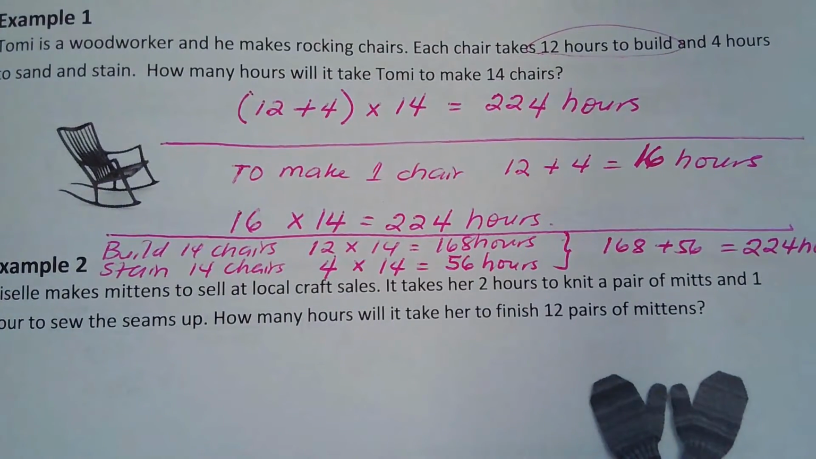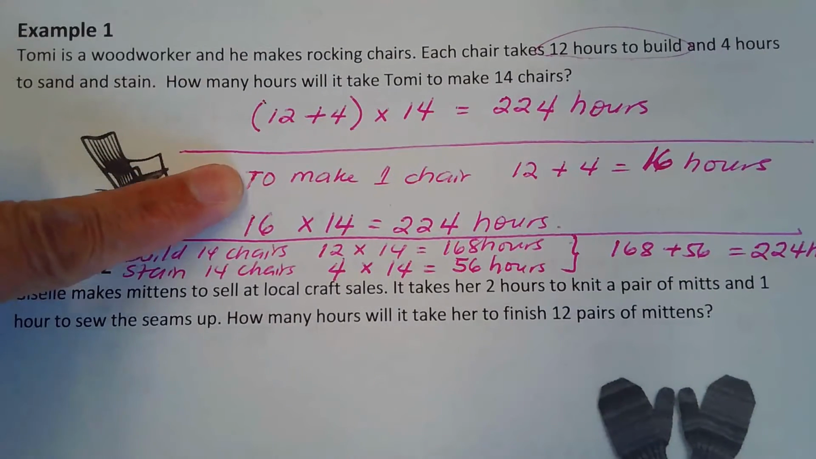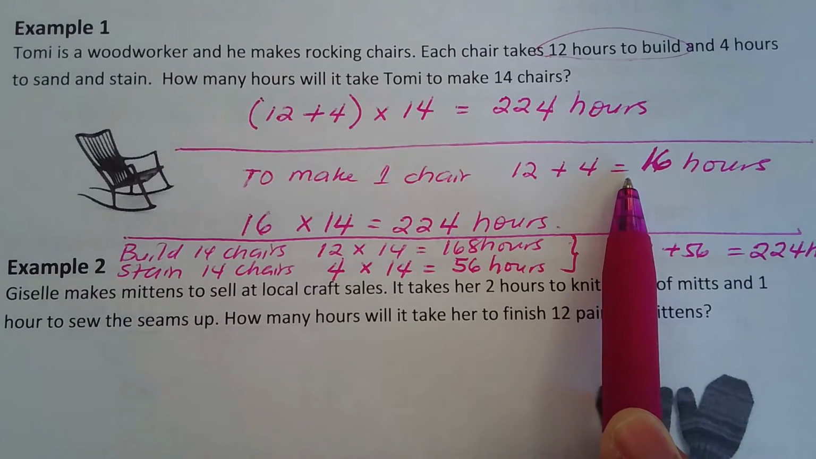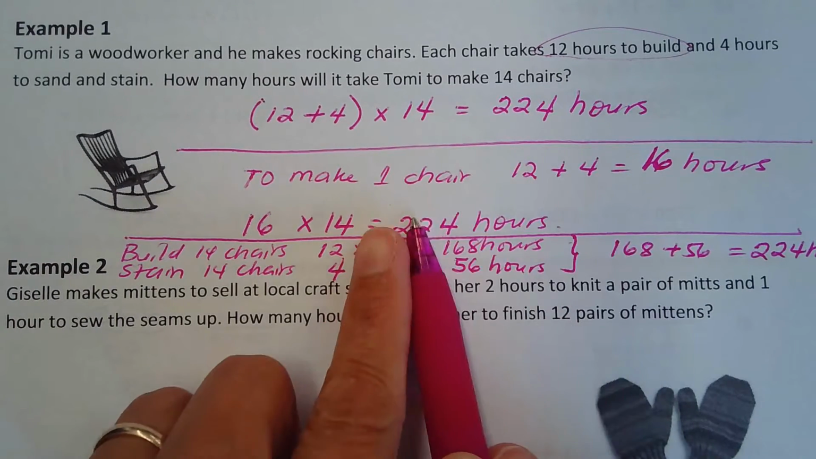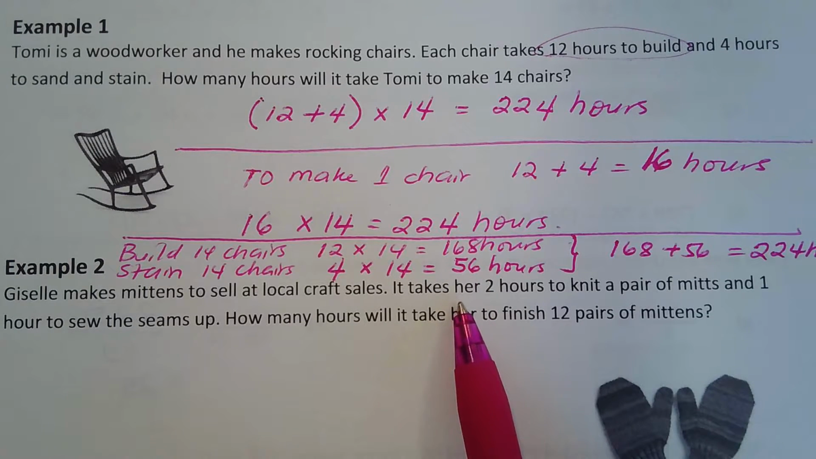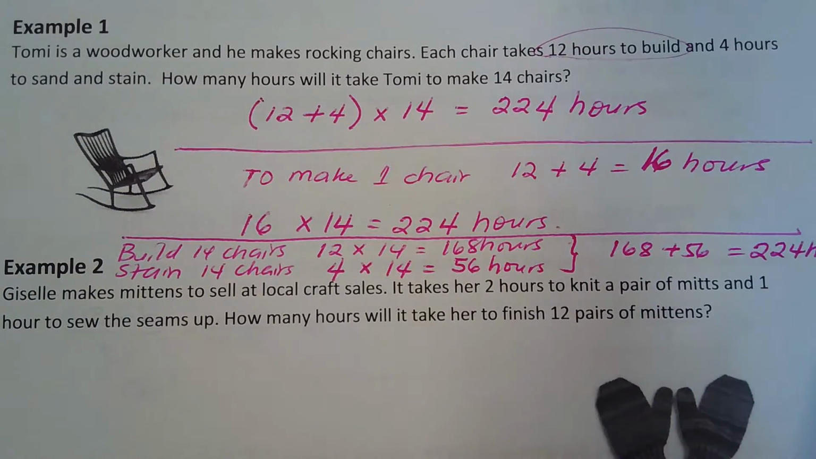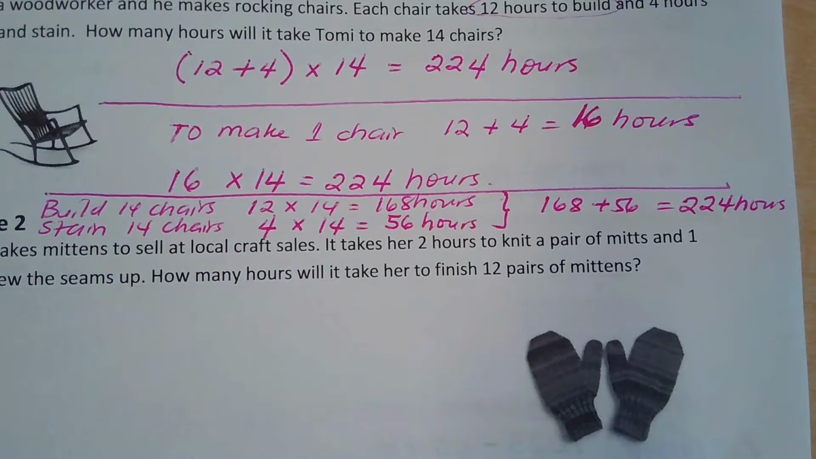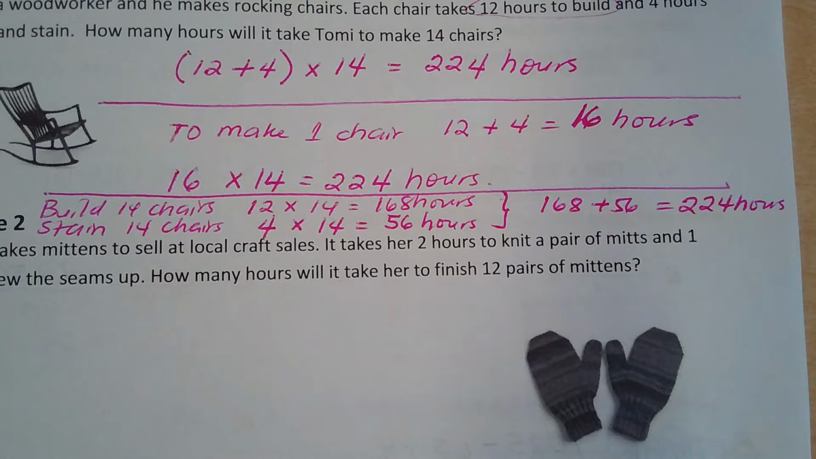Okay? So here we're going to build and stain each one, and then do it 14 times. For this one here, we build 14 times, and then stain 14 times, and then just add them together. But we get the same result. So, any of those strategies will work. Does that make sense?